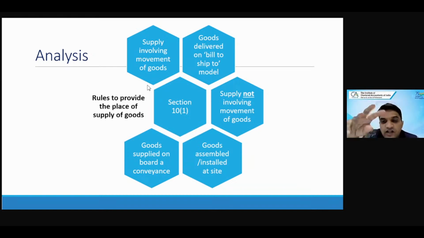Fourth scenario is goods assembled at site. And fifth scenario is goods supplied on board a conveyance. Okay. Whatever you supply when the conveyance is there. What is a conveyance? Any mode of transportation. Suppose aeroplane, train. These are the common modes of transport. So anything which is supplied on board a conveyance, but that is not everything, only the goods, because here we are dealing with Section 10, which is only with goods. Sections 13 and 14 will deal with services.